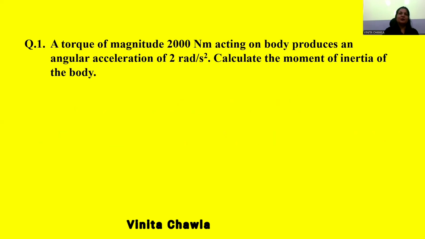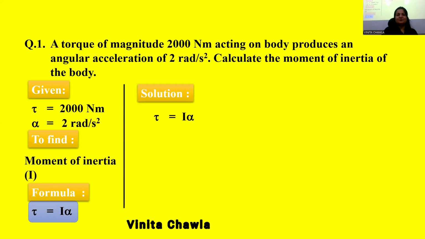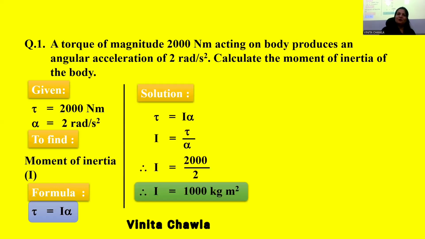So, given what? Torque is given. Alpha is given, angular acceleration. How are they related? As force is related to acceleration, in the same way torque is related to angular acceleration. F is equal to ma and torque is equal to I alpha. So we have to find the moment of inertia, means I. Alpha and torque is given. Easy. Torque is I alpha. I is torque by alpha. Now put the values and you'll get your answer.